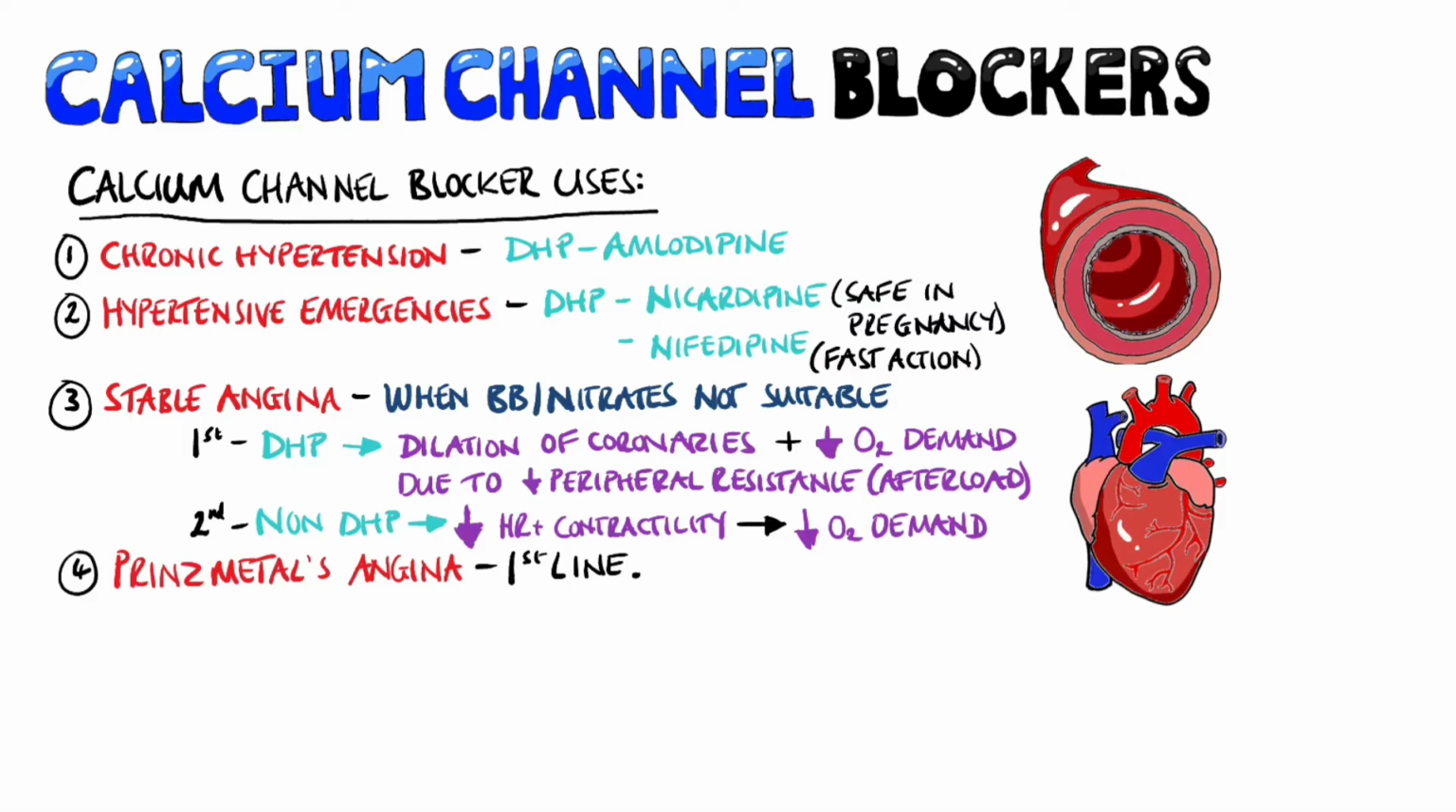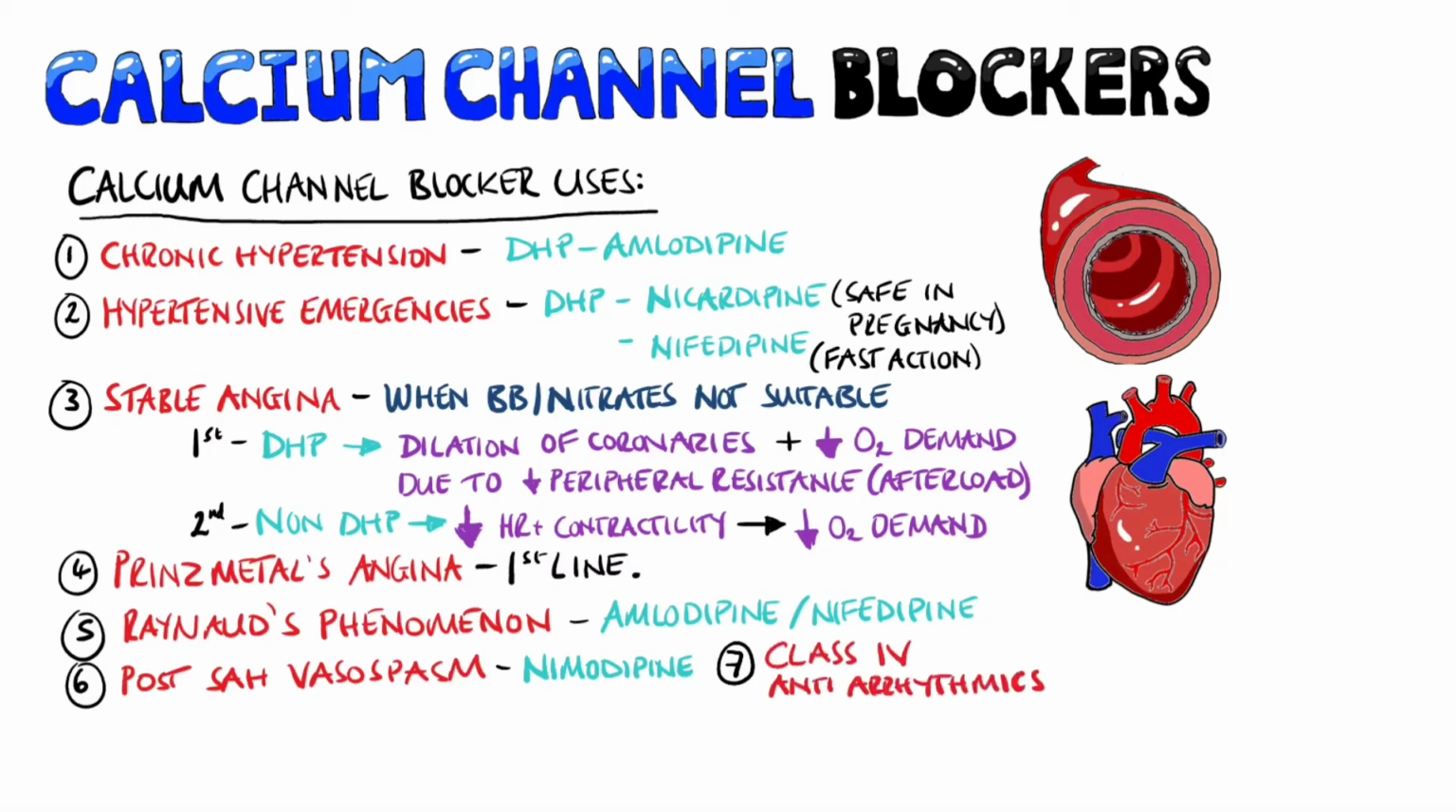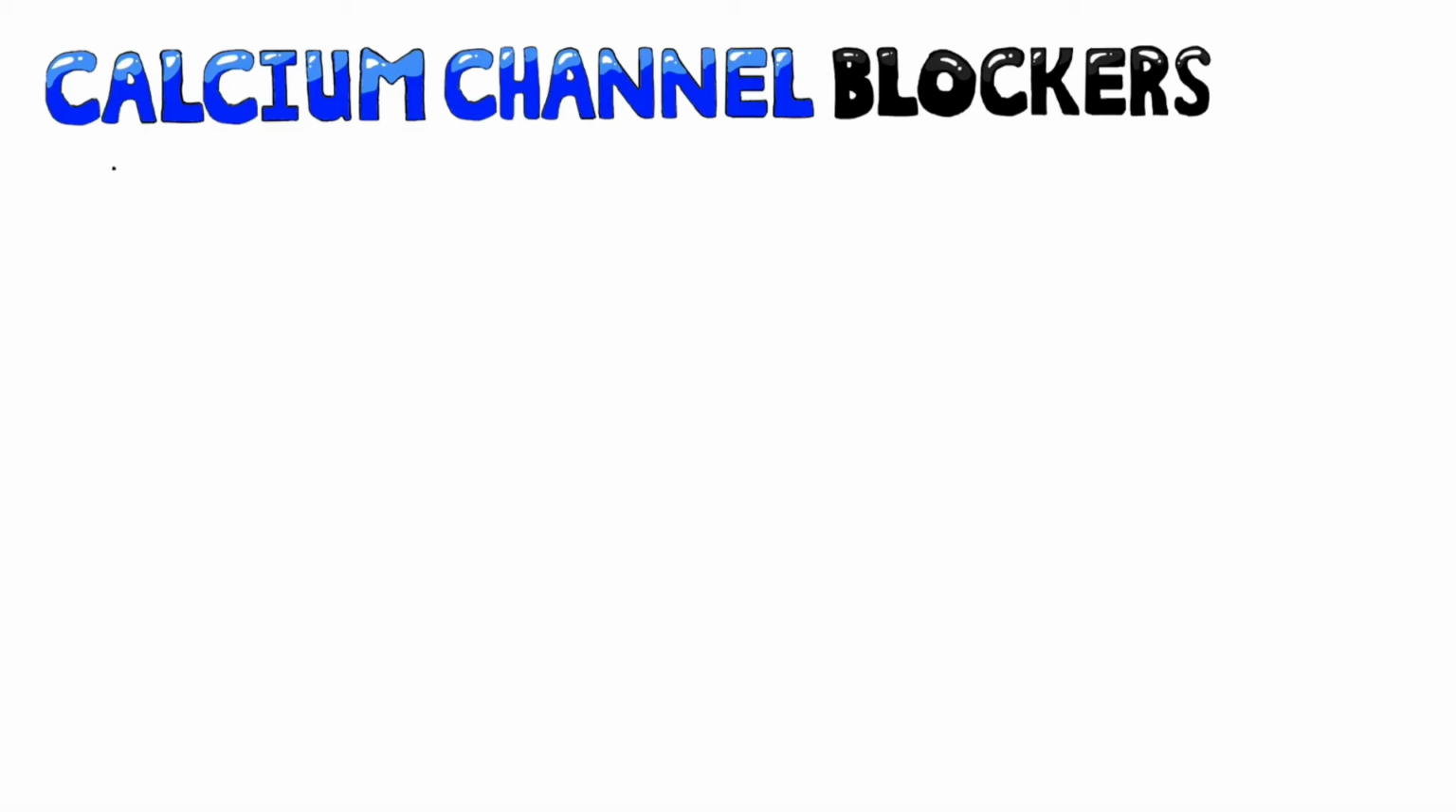its first-line treatment. Other uses of calcium channel blockers include Raynaud's phenomenon, particularly amlodipine or nifedipine, and treating post-subarachnoid hemorrhage-associated vasospasm that can lead to brain ischemia. Nimodipine is usually the drug of choice. Due to their effects on the conduction velocity, the non-dihydropyridines also act as an antiarrhythmic agent. They are class 4 antiarrhythmics. Finally, they can be used as migraine prophylaxis. Verapamil is an example.